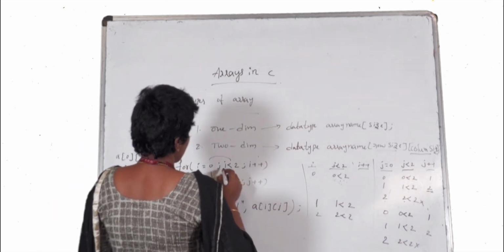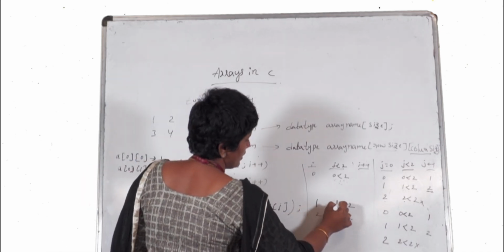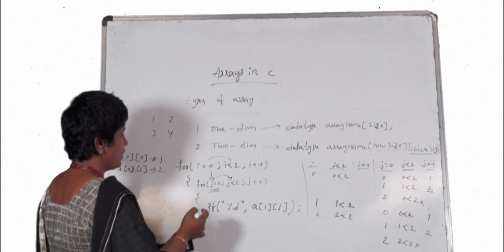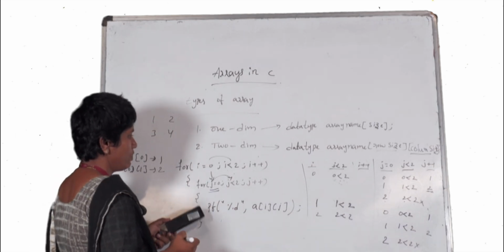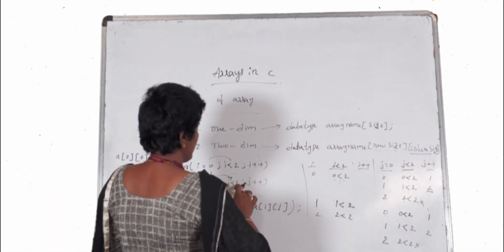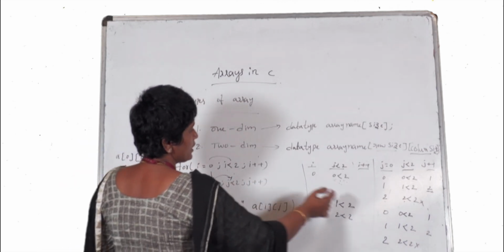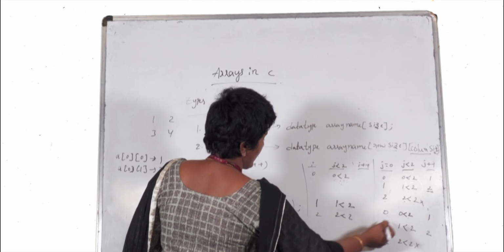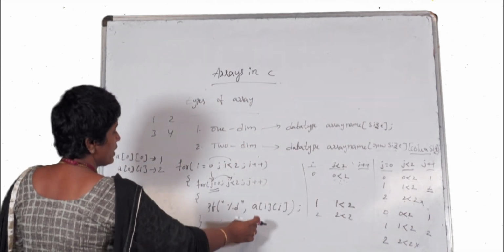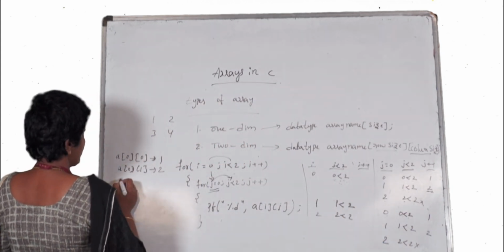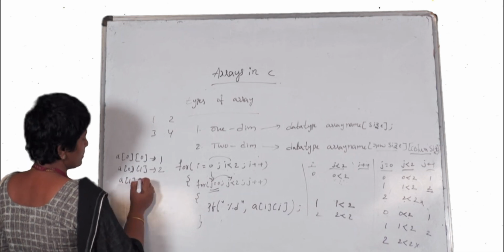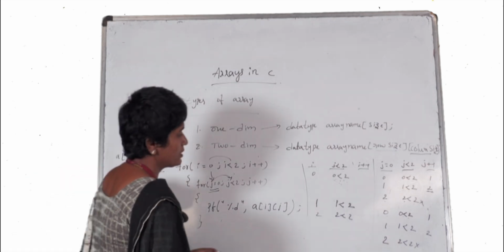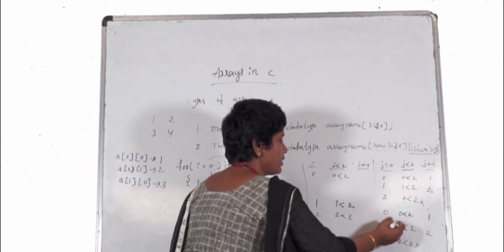So again it will go to the condition part. 1 less than 2. This condition is true. Again, it will enter into the inner for loop: j equals 0, j less than 2 and j plus plus. Now initially the j value is 0, and 0 less than 2. This condition is true, so it will print a of i and j. The i value is 1, the j value is 0. So here it will print the value 3. Next, j plus plus. Now j becomes 1.